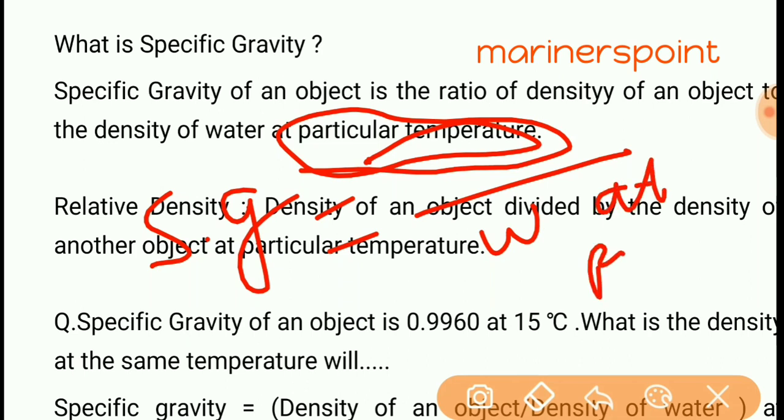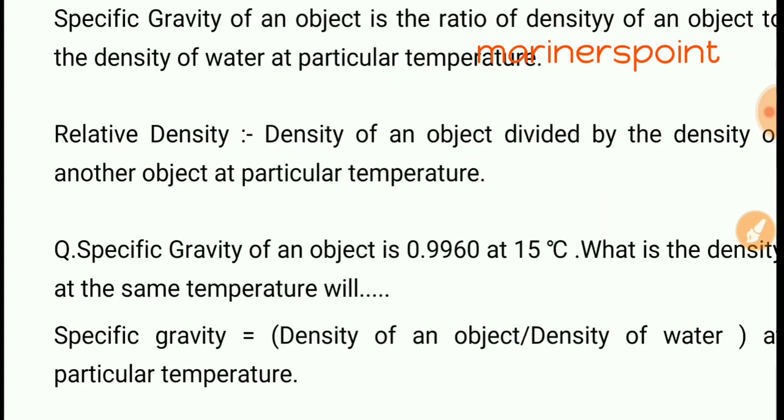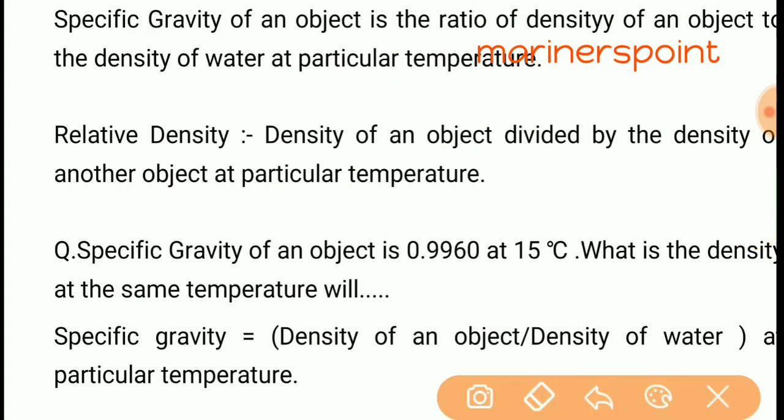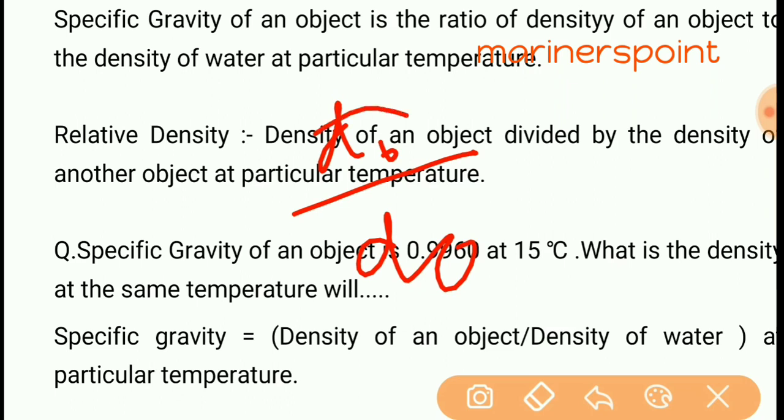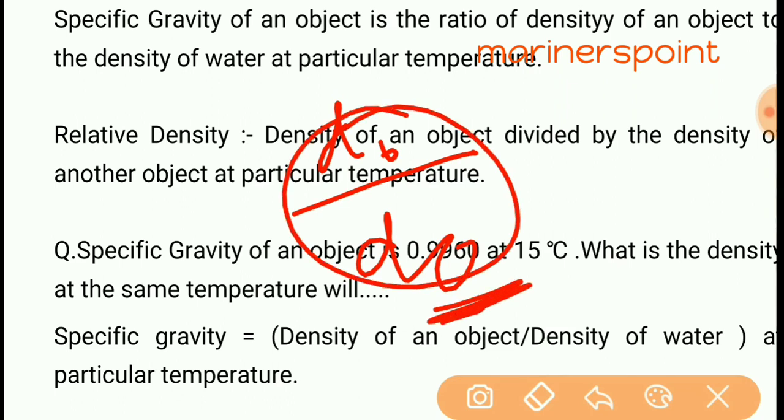Next, what is relative density? In specific gravity, we compare with water. In relative density, we compare with another object. That means the density of an object divided by the density of another object at a particular temperature. The object we are comparing against goes in the denominator. If that object is water, then it becomes specific gravity.